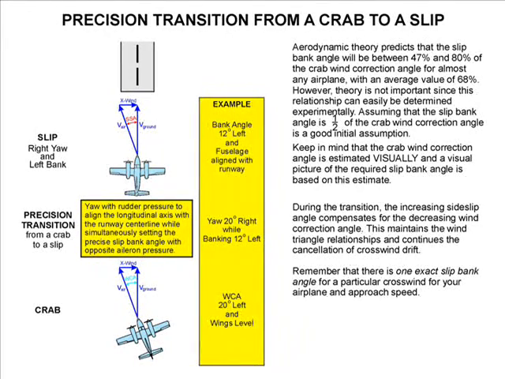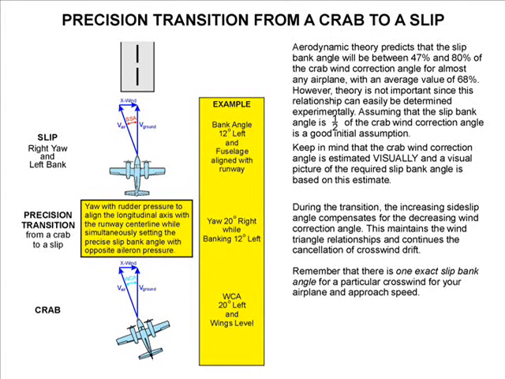A precision transition from a crab to a slip consists of yawing with rudder pressure to align the longitudinal axis with the runway center line, while simultaneously setting the precise slip bank angle with appropriate aileron pressure. During the transition, the increasing side slip angle compensates for the decreasing wind correction angle. This maintains the wind triangle relationship and continues the cancellation of crosswind drift. Remember that there is one exact slip bank angle for a particular crosswind for your airplane and approach speed.